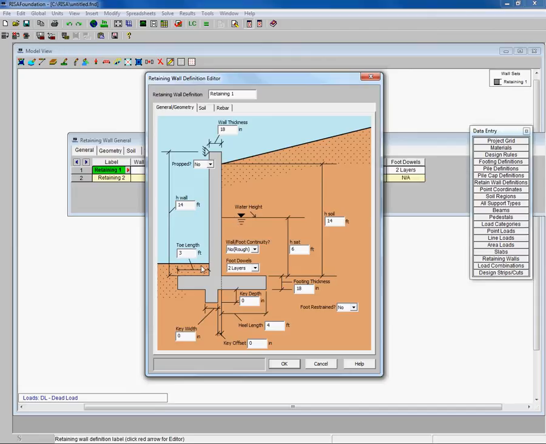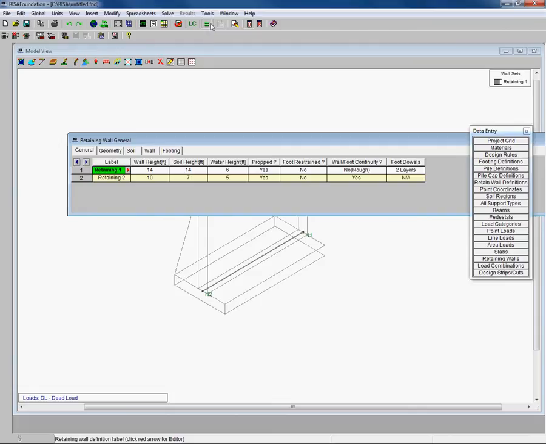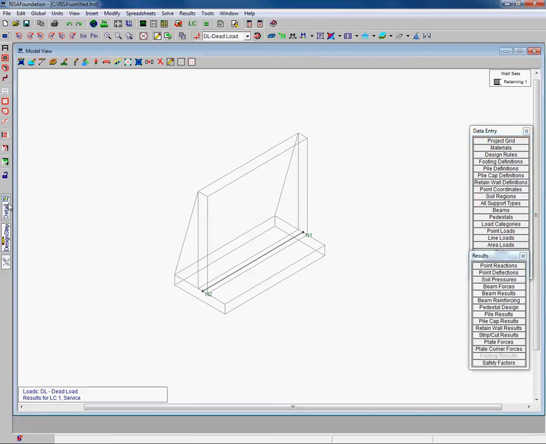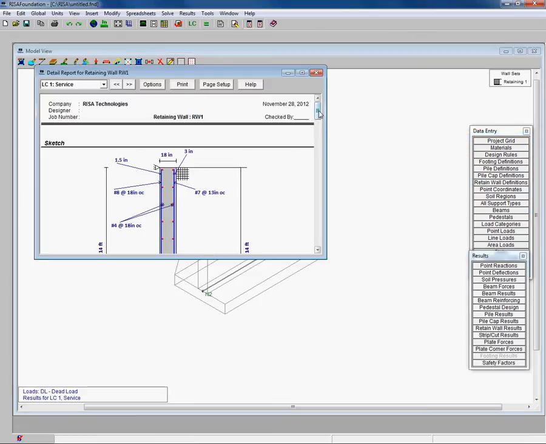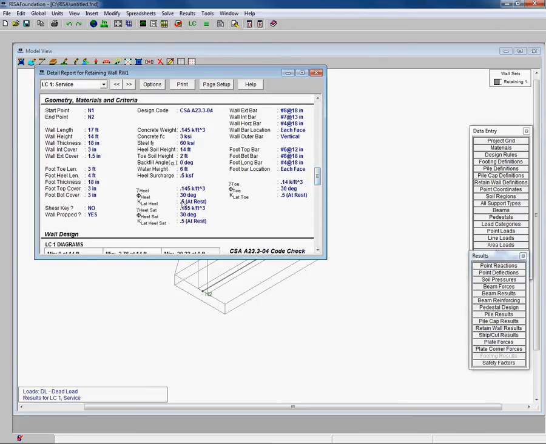However, if I say yes and resolve and take a look, we see that our K factors go to an at-rest scenario. So with that propped cantilever, the tip of the cantilever can't move, so it's assumed to be at rest on both sides, so we end up with a K factor that is equal.